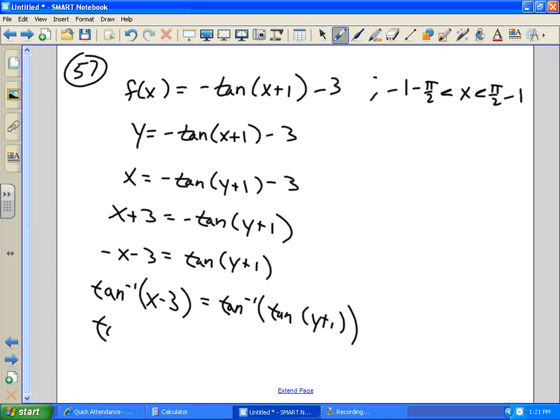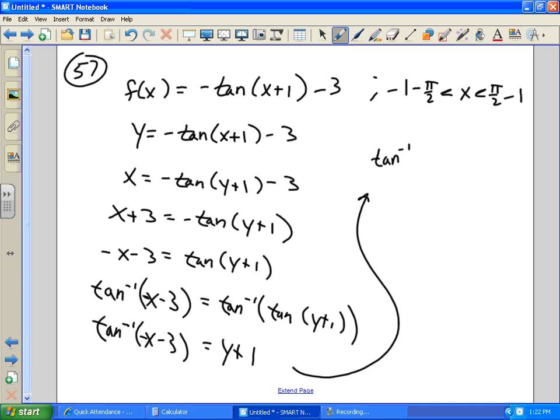So I now have the inverse tangent of, this is negative x, sorry. Negative x minus 3 is equal to y plus 1. Coming back up over here, I subtract 1, and I get the inverse tangent of negative x minus 3 minus 1 is equal to y. And then the last step would be to write that as f inverse of x.